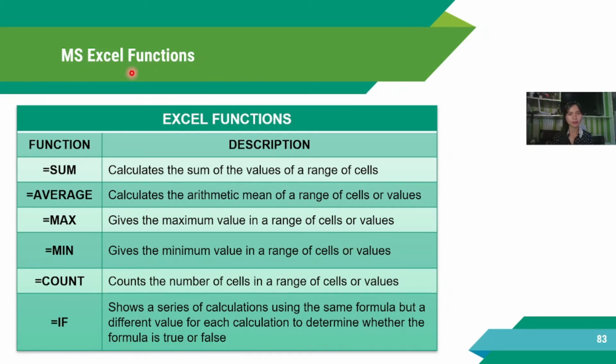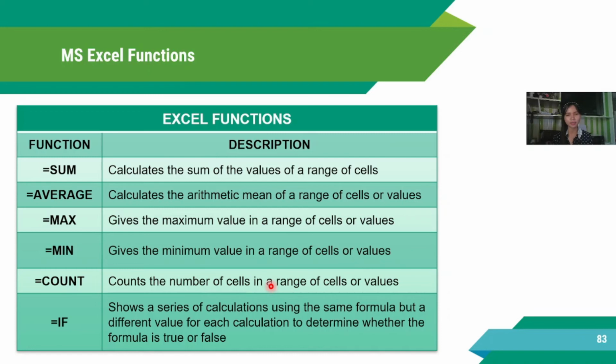So MS Excel functions: equals SUM, equals AVERAGE, equals MAX, equals MIN, equals COUNT, equals IF. Sum is addition. Average calculates the arithmetic mean of a range of cells or values. Max gives the maximum value in a range of cells or values. Min gives the minimum value of the range of cells or values.